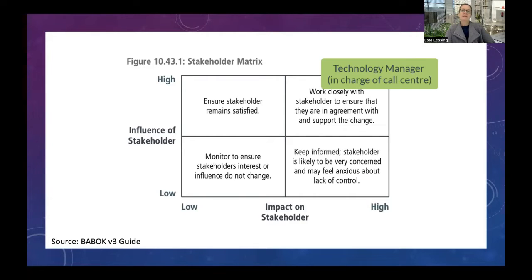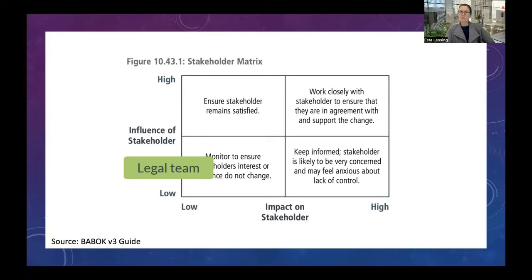However, their manager, the department head of the call center, or potentially the technology manager looking after the call center, his team is heavily impacted, but he also has a lot of influence, being a senior stakeholder within the organization. And therefore, you need to make sure that you work closely with him and his delegates to make sure that they're in agreement with how you propose to make the changes.